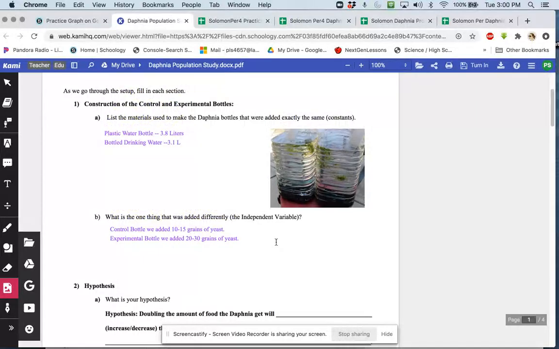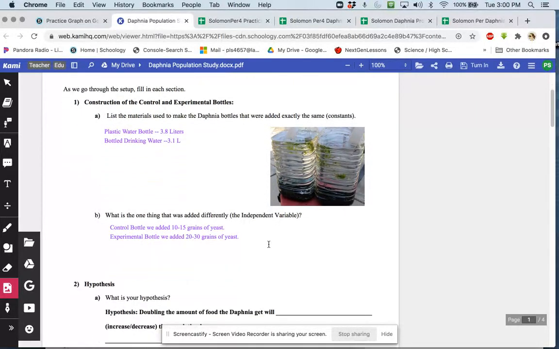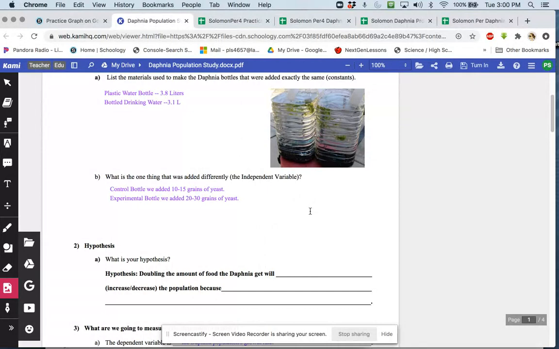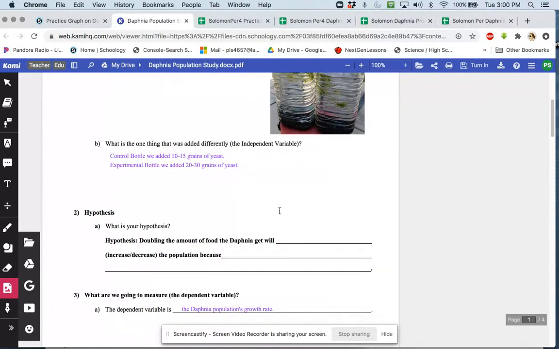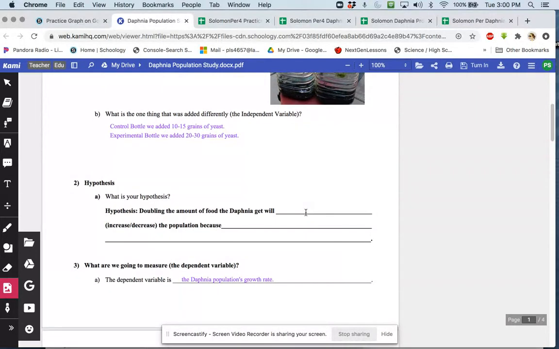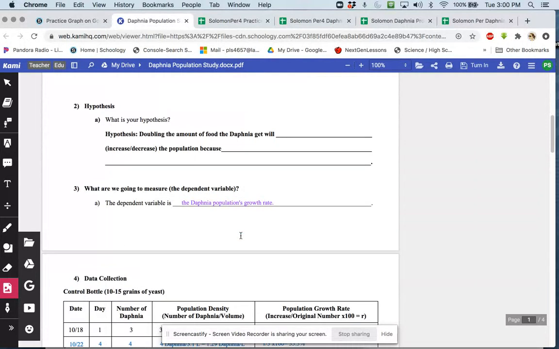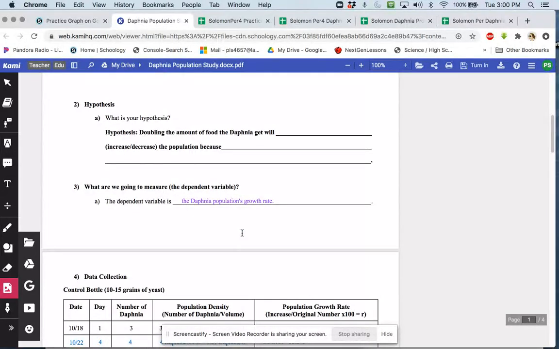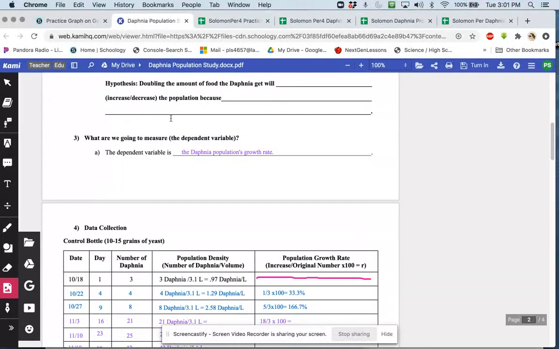So that was one of the reasons that I wanted to look at this, because I've always told everybody to not feed them too much. But my question is, am I underfeeding them? Will adding more food, doubling the food that I've been feeding them in the past, actually allow the population to grow more? Or will it cause the population to crash because it gets too yucky? Now here is your point at which you write your hypothesis. What do you think? Will doubling the amount of food help the Daphnia population increase, and why? Or will it actually make the population decrease, and why? So those are your options.